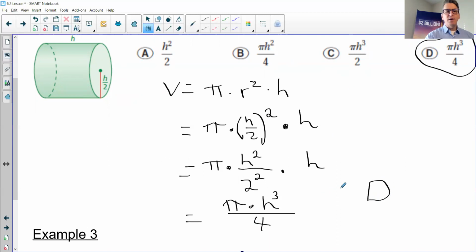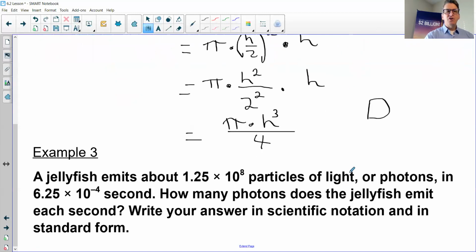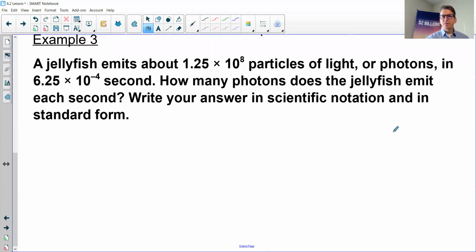Okay, last example, example 3. A jellyfish emits 1.25 times 10 to the 8th particles of light, or photons, in 6.25 times 10 to the negative 4 seconds. How many photons does the jellyfish emit each second? Write your answer in scientific notation and in standard form.